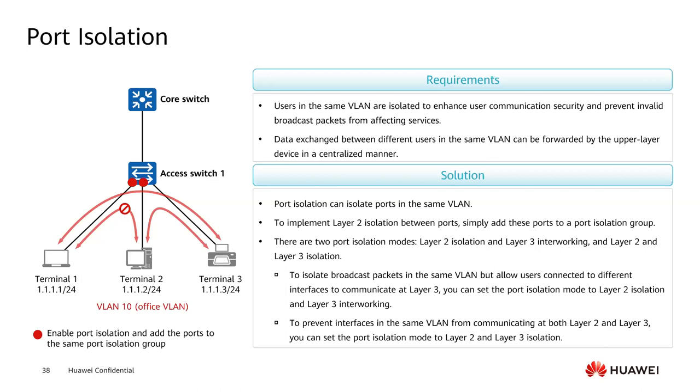We have layer 2 isolation and layer 3 interworking, and also another mode, layer 2 and layer 3 isolation. Some products, some switches support both modes, but some only support layer 2 isolation and layer 3 interworking. So when we configure the devices, we have to look up the corresponding product documentation. This is port isolation. The principle is very easy to understand.